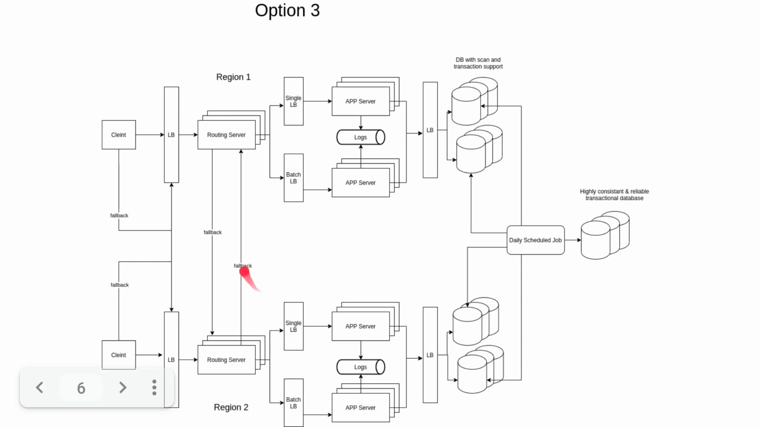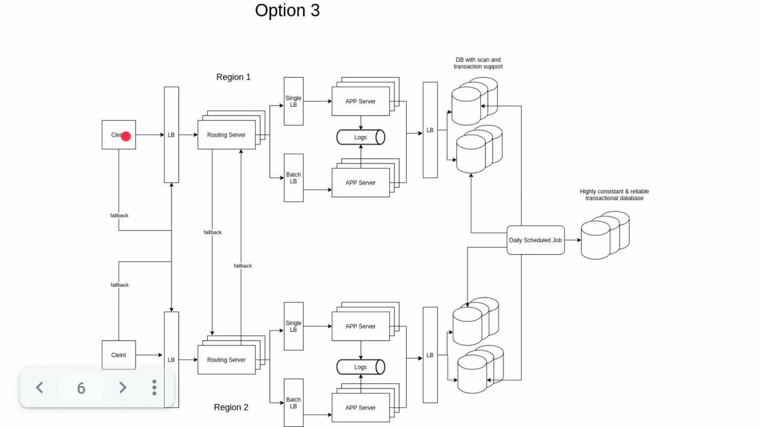Okay, so what will happen if one of the services is down? So let's suppose that the batch service is down. Then the routing service will route the request to some other region. Similarly, if any other service is down, let's say the single call service is down, then again it will route the request to another DC.